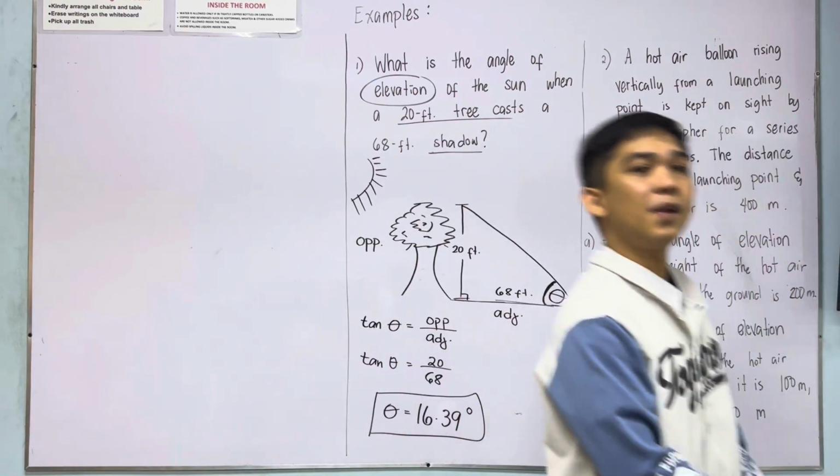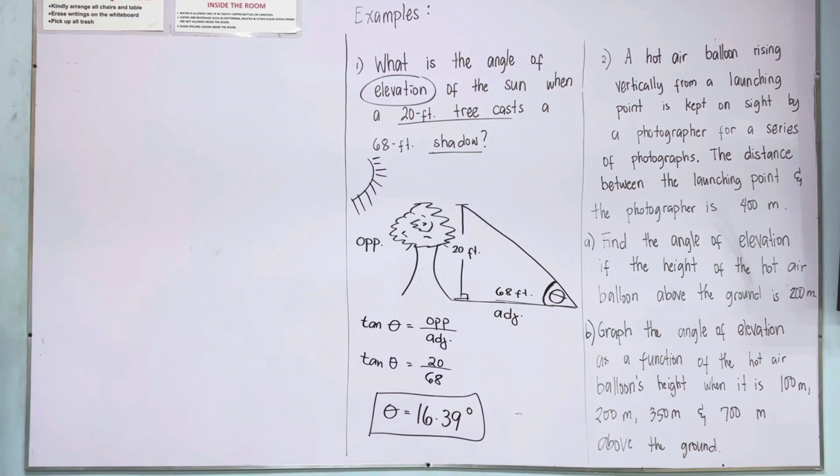Everyone read problem number 2. A hot air balloon rising vertically from a launching point is kept on sight by a photographer for a series of photographs. The distance between the launching point and the photographer is 400 meters. Okay, dun muna. Ano yung mga objects natin?